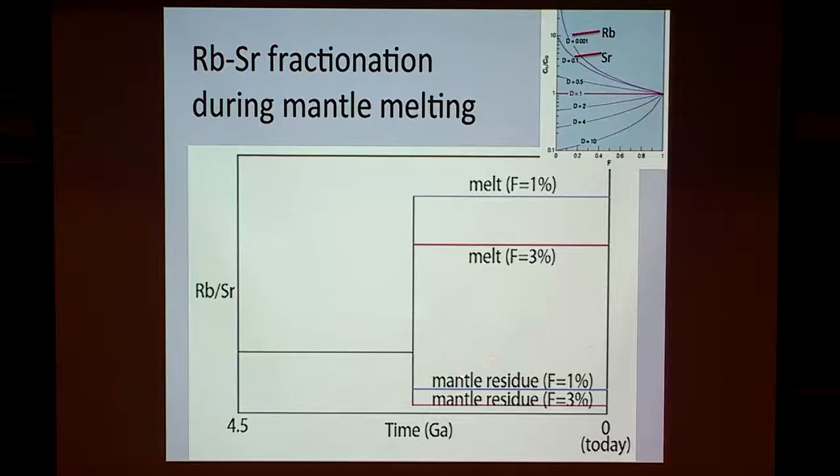Now, I haven't talked about how we calculate the residue, but it's just mass balance. The rubidium-strontium ratio of the residue is always going to be lower than what you started with. And the more you extract melt from that residue, the lower the rubidium-strontium of that residue is going to be, because you're extracting rubidium more efficiently than you're extracting strontium, because rubidium is more incompatible than strontium. Right? No one's raising their hands. Not too many people are frowning.